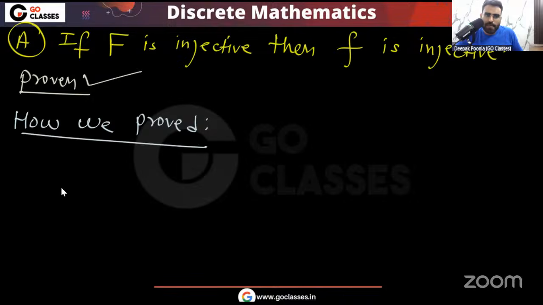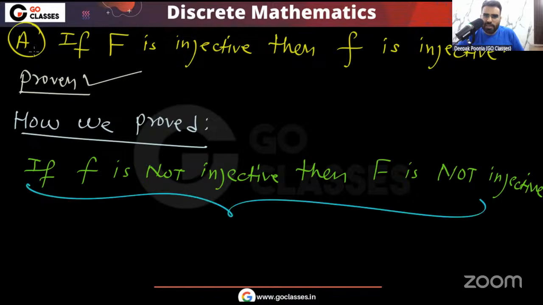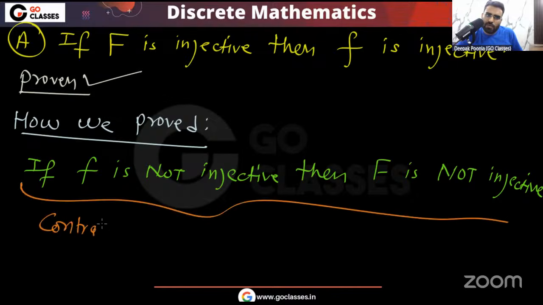Basically, we proved the contrapositive. If small f is not injective, then capital F also will not be injective. Okay, and remember, this is contrapositive. See, this is a conditional statement, an implication statement, and you already know every implication statement is equivalent to its contrapositive. This is the contrapositive. Yes or no? So I can say this statement is basically the contrapositive of option A.